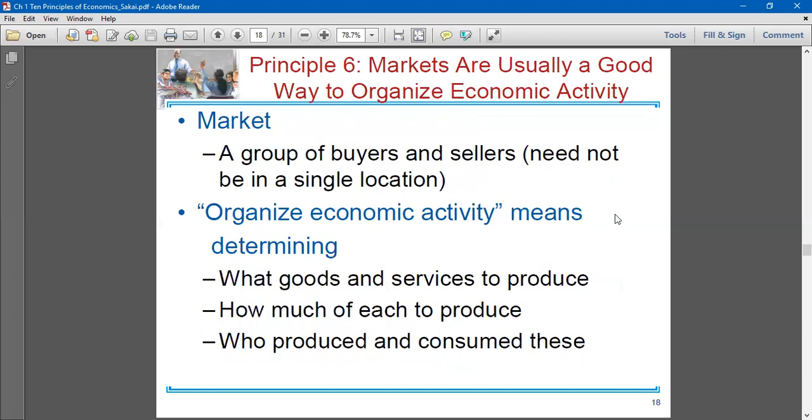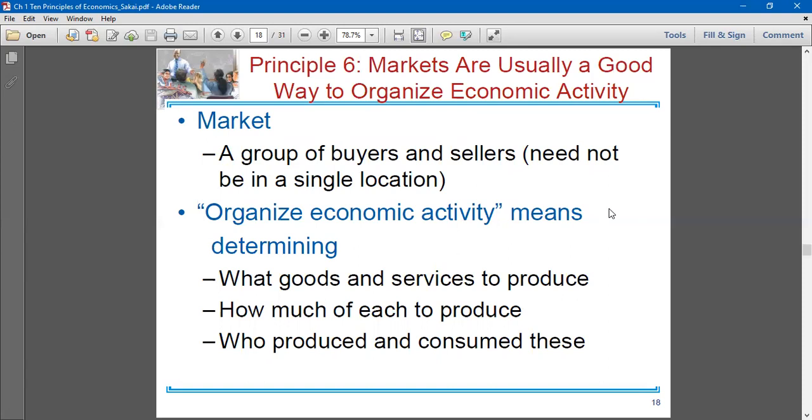Then principle 6 is that markets are usually a good way to organize economic activity. In economics, when we talk about markets, we are not talking about a specific location, but any institution or arrangement that brings buyers and sellers together. Anything you do that brings the buyer and the seller together so that they can exchange goods and services, we call it a market in economics. So it shouldn't necessarily be a single location.